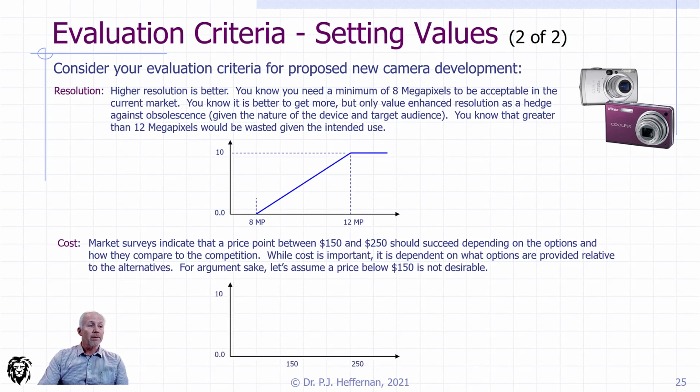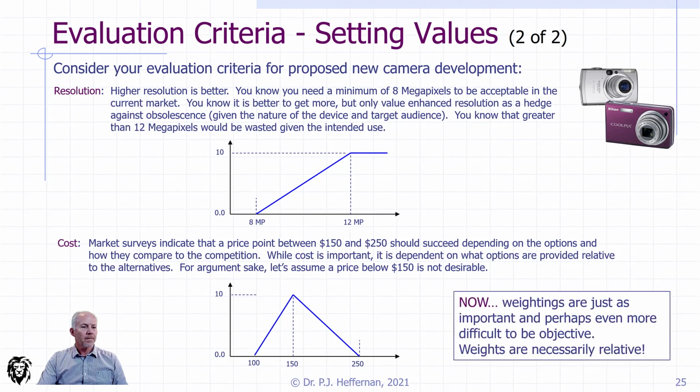So perhaps we would set up the scoring for this criteria so that we don't want it to go above $250, and it's going to get a 0 score above $250. At $150, it's going to get the best score. If we can get the most features at $150, that's great. We're going to give it its maximum score. But then we're going to drop it off quickly below $150, because now it's not actually going to be focused on the target audience that we're looking at.